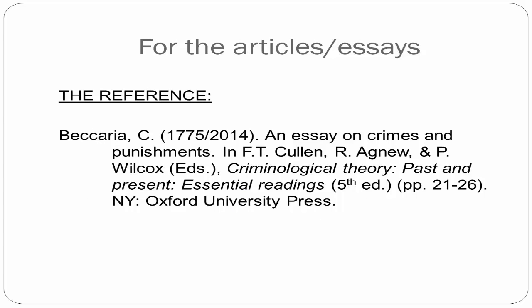Now for the articles and essays that are in the text, so if you're looking back at page 27 in Beccaria, you can see the title is An Essay on Crimes and Punishments. It is in Cullen and Agnew's work. The question you might have right now is, where do we get the year 1775? So on the bottom of the first page of every section that is written by an original author, you have the originally cited year. So here you can see it was originally published in 1775.